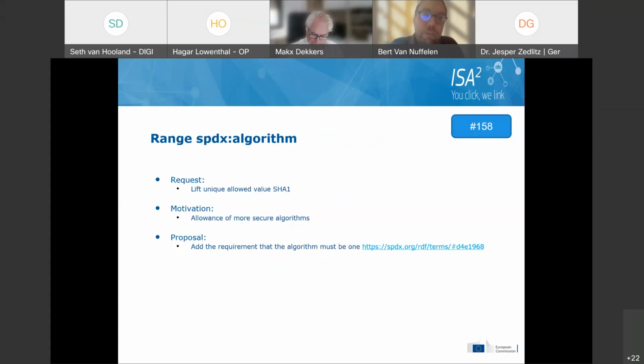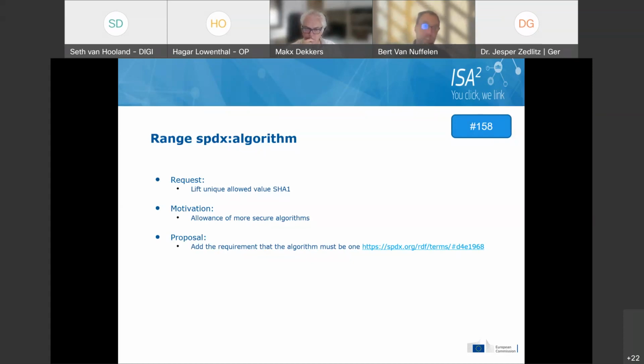The following topic is on the algorithm for the checksum. Currently, we have in the specification that only one algorithm can be used, SHA1, and the question was why we can't use others, because I have dataset distributions that I share under another checksum, and now I'm forced by DCAT-AP to provide the SHA1.